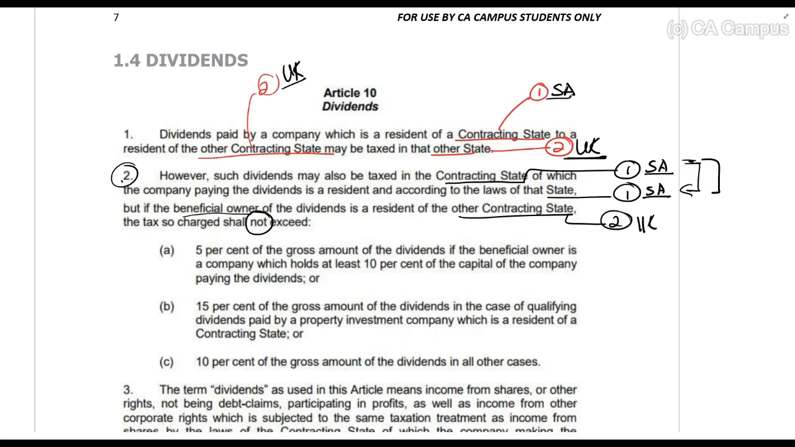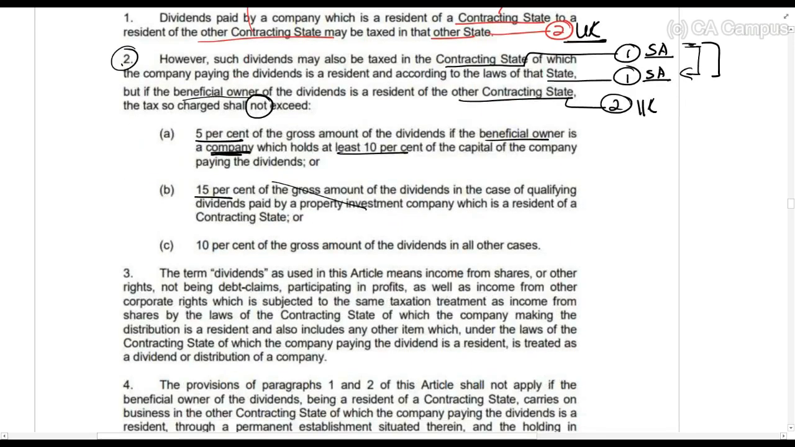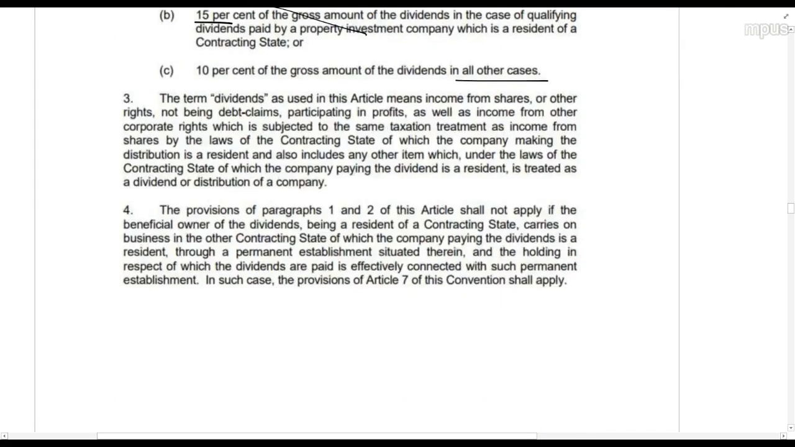But if that person is a shareholder in another country, that dividends tax cannot exceed 5% of the gross amount of the dividends if the beneficial owner is a company which holds at least 10% of the capital. So they say the dividends tax is only 5% if the shareholder is a company which has 10% or more of the shares. It can be 15% of the gross amount of the dividends in the case of qualifying dividends paid by a property investment company. All right, so this is not really as valuable for us. 10% of the gross amount in all other cases. Right, that is the most important there.